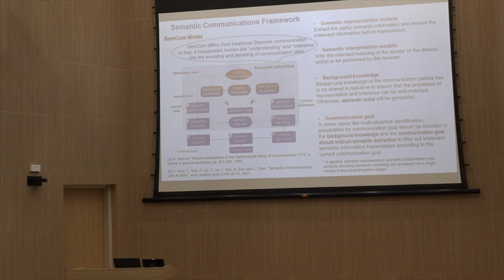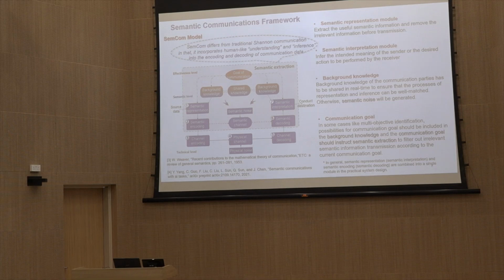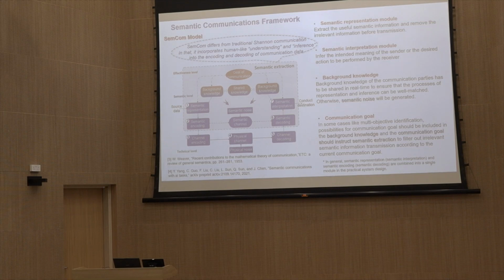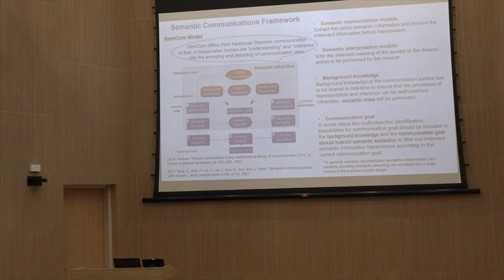We have the semantic level that covers the background knowledge, shared knowledge, semantic representation, semantic encoding at the source, semantic channel, semantic noise that can make the transmitted semantic information ambiguous, and the semantic decoding and semantic interpretation at the receiver. And we have the technical level for the wireless channel encoding, physical channel, physical noise, and channel decoding at the receiver.